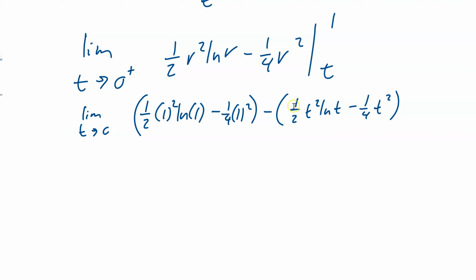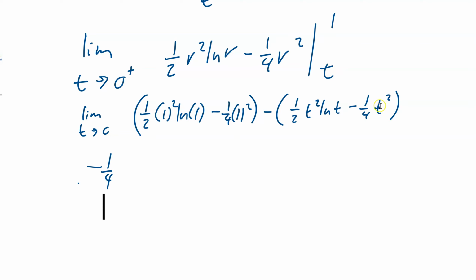All right. So obviously these are done. This is just some value. So we have 1/2 ln of 1 minus 1/4. So we're going to write that 1/2 ln of 1, which is 0. So we end up with negative 1/4. Okay, now we move on to the next part.